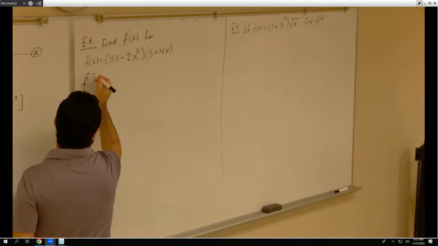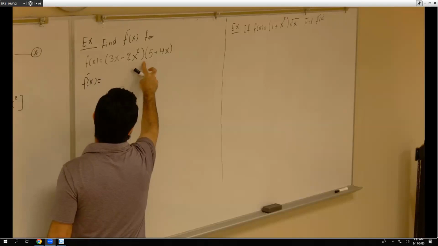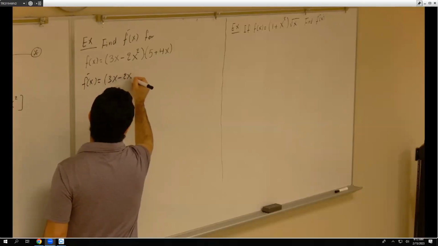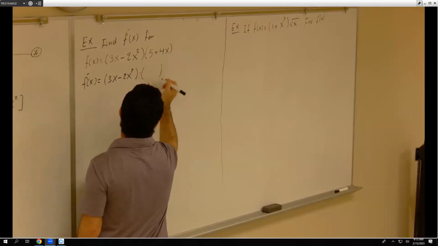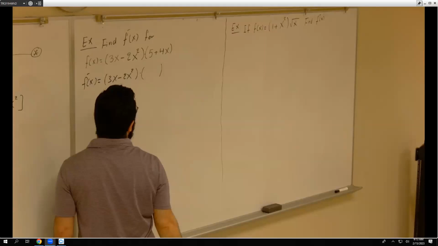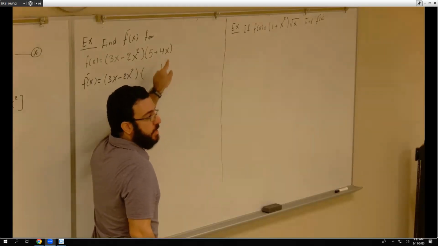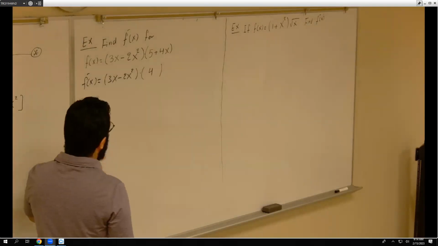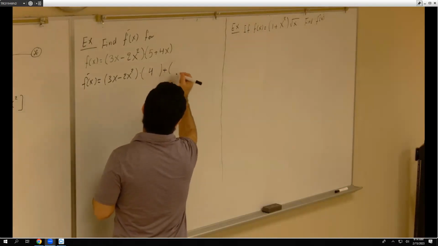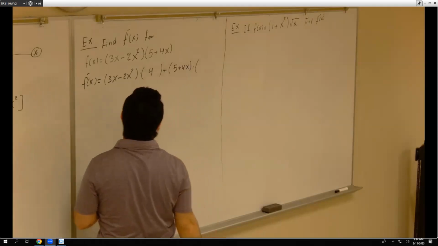That means f prime of x is going to be the first function here, which is 3x minus 2x squared, times the derivative for the second one. Now here's the important thing. The derivative for the second one. What's the derivative of 5? 0, because it's constant. What's the derivative for 4x? It's going to be 4. So I'm going to write down here 4. So we've done it for the first one. Plus the second one, which is 5 plus 4x, times the derivative for the first one.